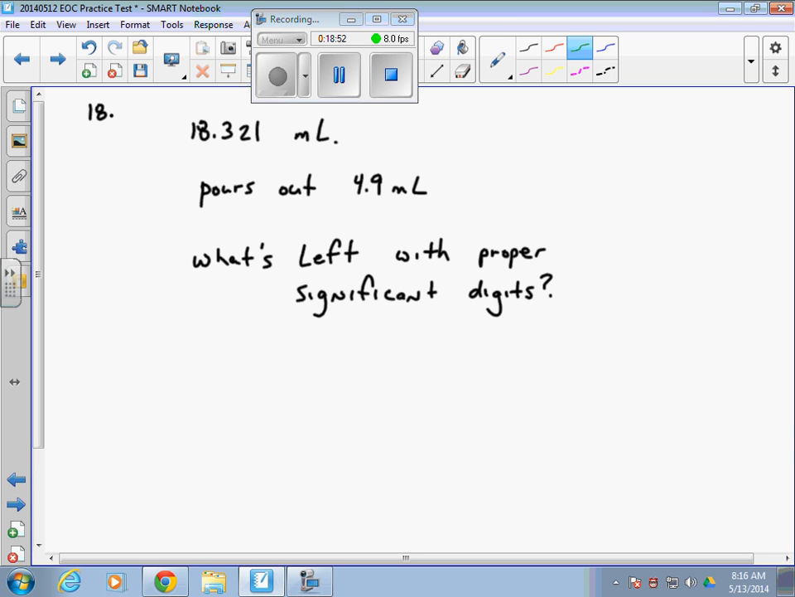Number 18 says a beaker contains 18.321 milliliters. A person pours out 4.9 milliliters. What's left with the proper number of significant digits? Well, we know if they pour it out, we're subtracting it. So 18.321 minus 4.9. We'll borrow 1. 13 minus 9 is 4. 7 minus 4 is 3. So there's 13.421 yet left.